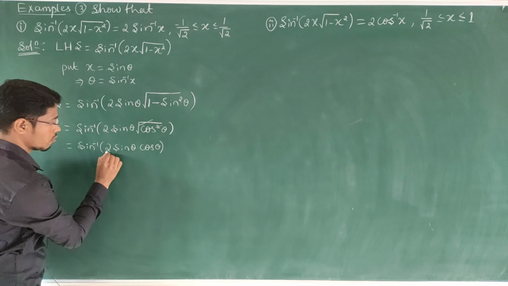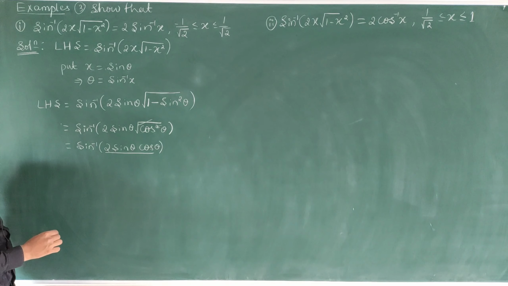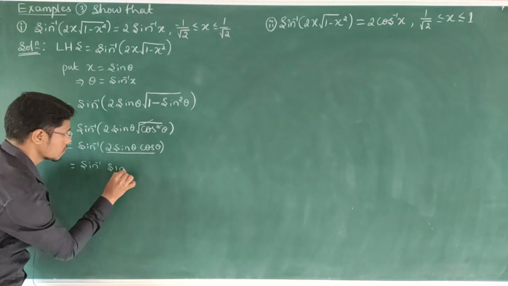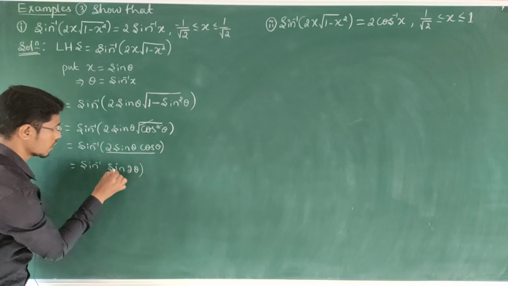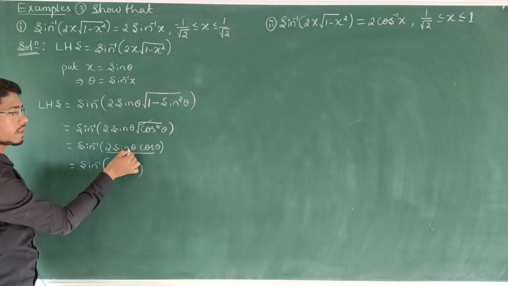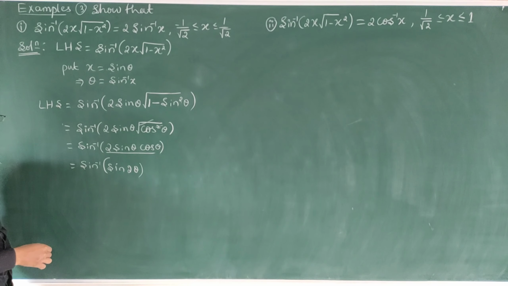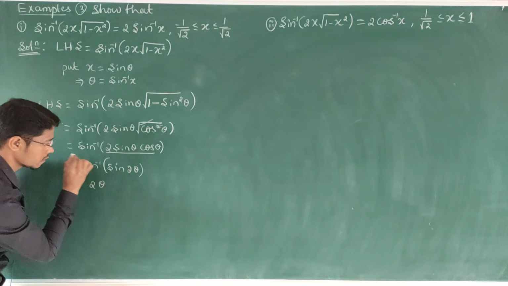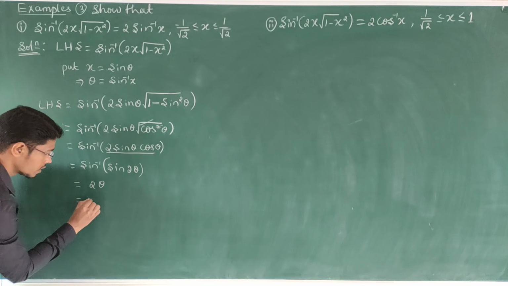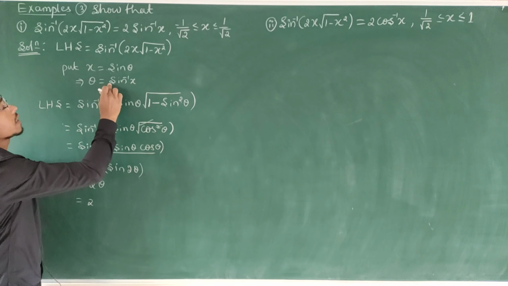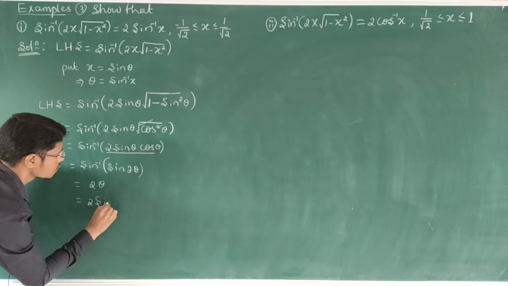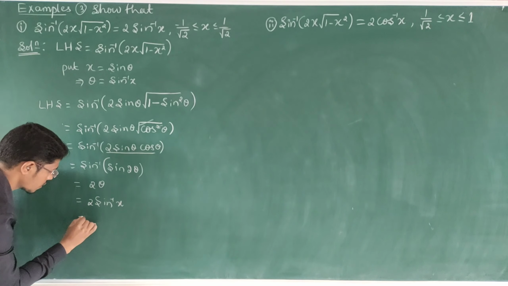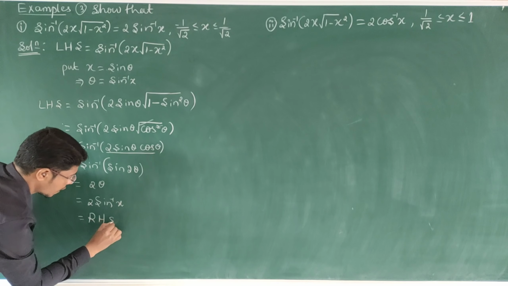So this formula we know, this is the formula of sine 2 theta. Sine inverse of sine 2 theta, where sine 2 theta is equal to 2 sine theta into cos theta. Here sine inverse and sine get cancelled. Remaining is 2 theta. So what is theta? Theta is sine inverse x. 2 sine inverse x. See, this is our required result, which is equal to the RHS.